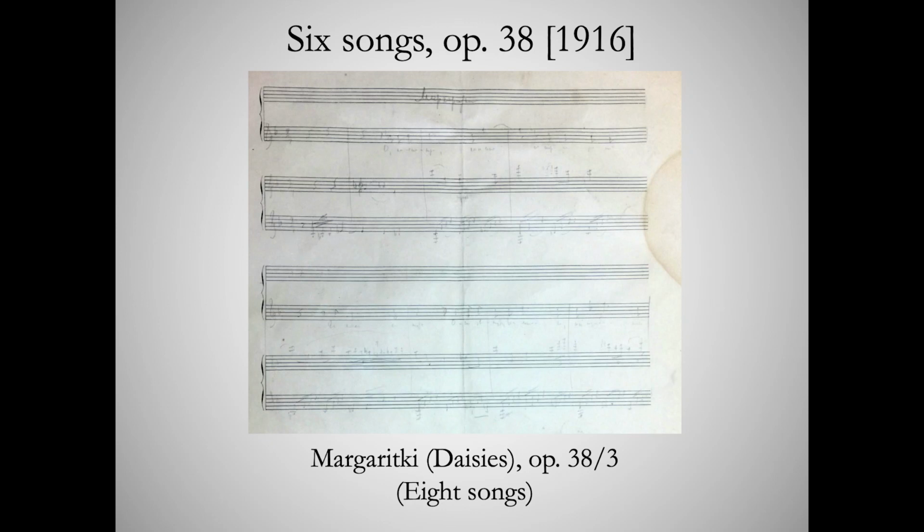And this next one is from a set of 8 songs. It's published as a set of 6 songs, the Opus 38 songs. And I think it's from 1916. It's a really light manuscript, very delicate, and so it's really hard to see what's written there. But this is one of his famous Daisies songs. So you probably have heard a recording of him playing it. And so this is the original, though.